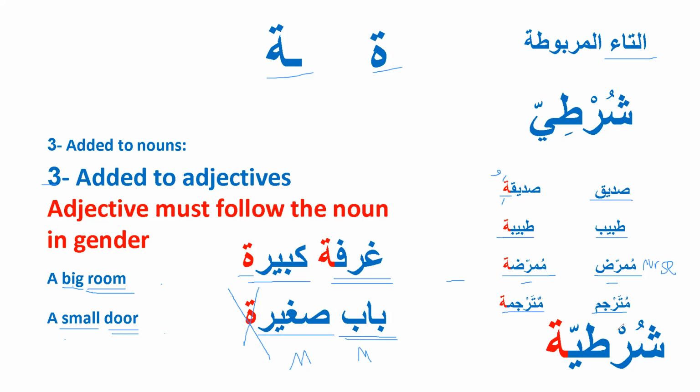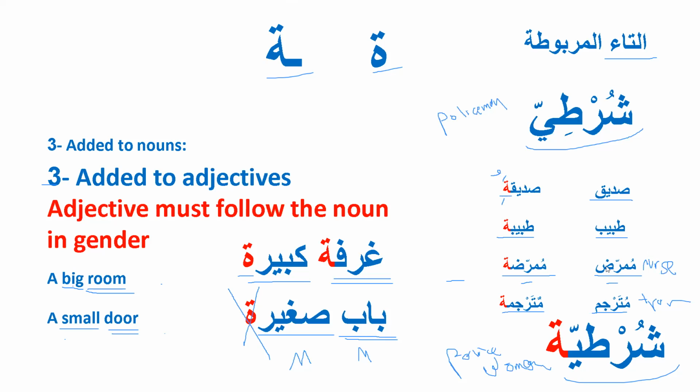Mutarjim means translator, and mutarjima means a female translator. We have here also shurtiy, we have shadda here, shurtiy means policeman, and the female policeman, or policewoman, is called shurtiya. Okay, policewoman.